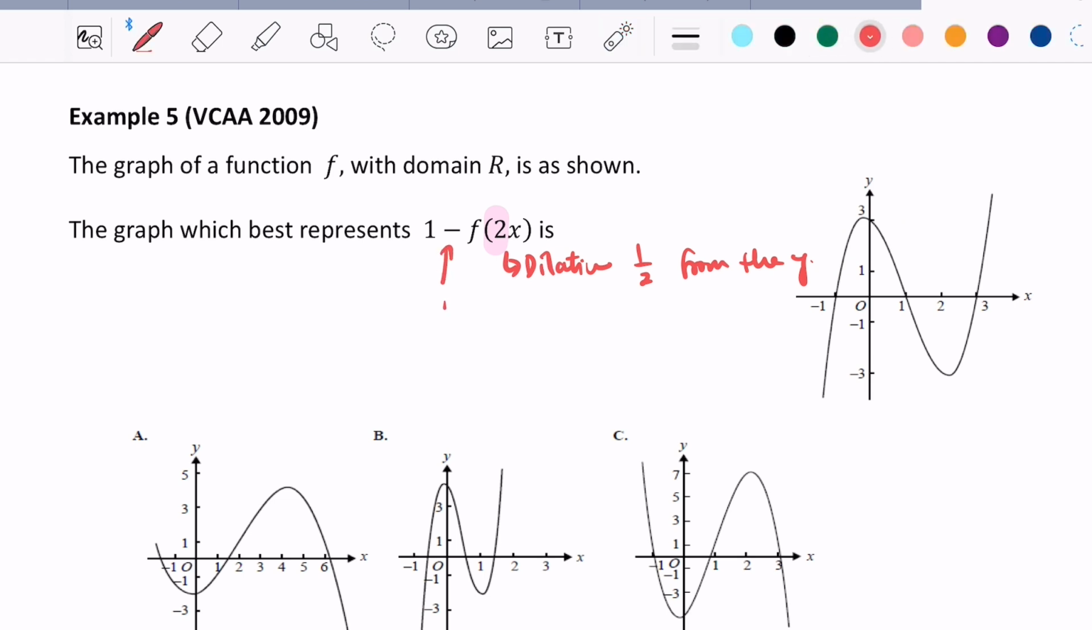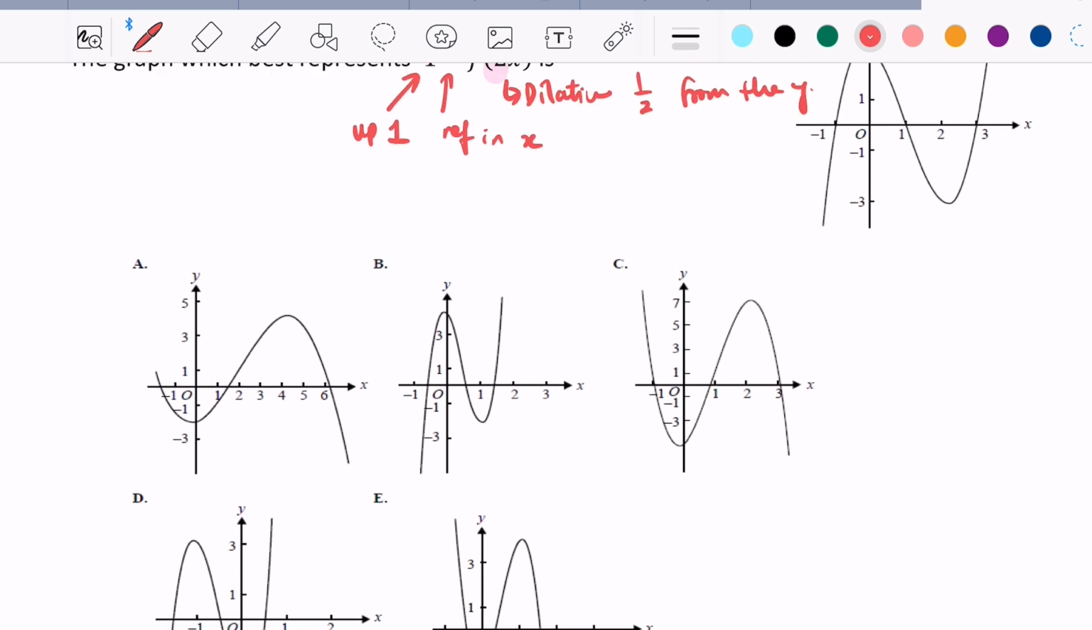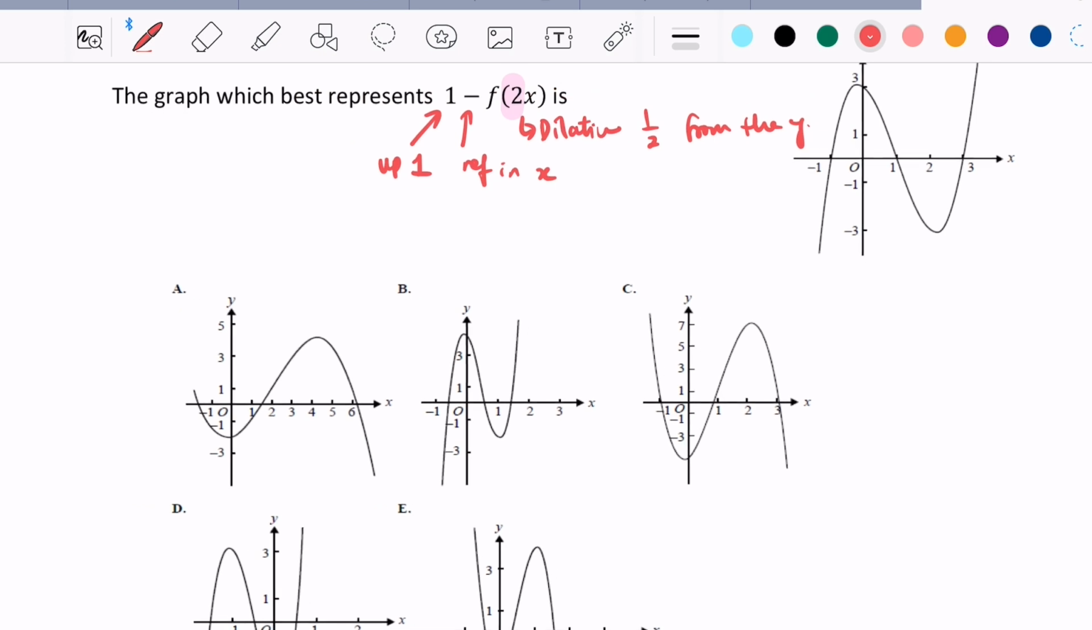I can also see that I've got a reflection in the x-axis, and I can also see that the whole graph has moved up by 1 unit. So just observing, I think that the easiest place to start off with is always a reflection. So we want something that is reflected. So not doing this, rather we want it to do this.